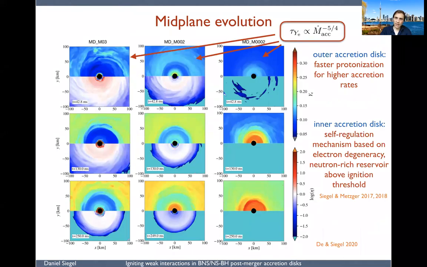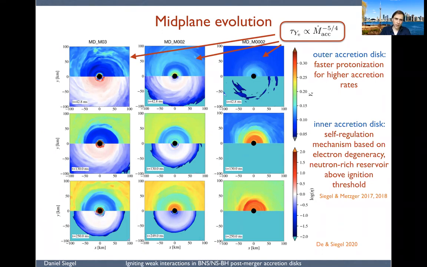Now, in terms of the evolution of composition, that's essentially what we find here. You see the three cases: on the left, it's the highest M dot case. In the center, there's the one close to the ignition threshold. And then on the right, there's the advection-dominated regime case.